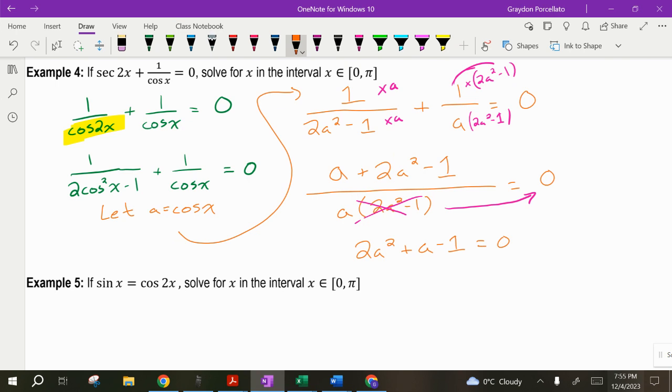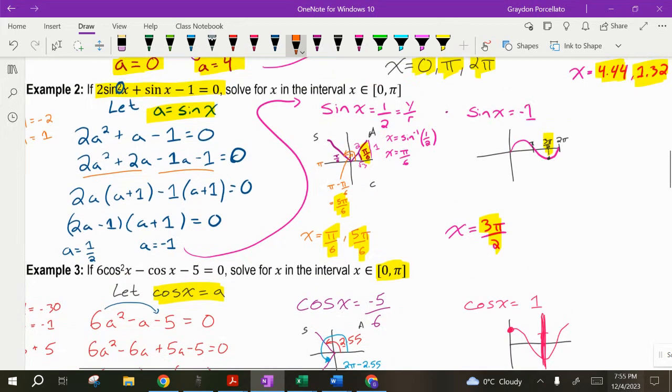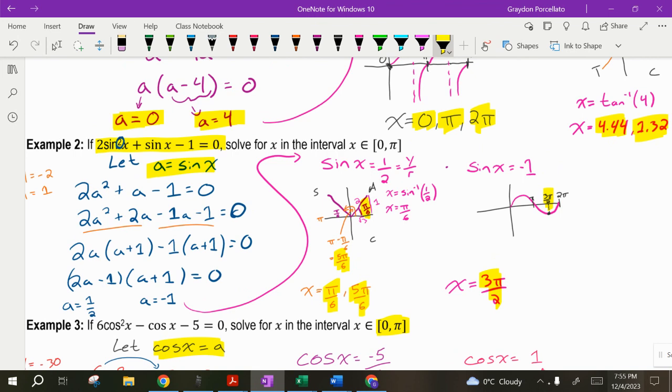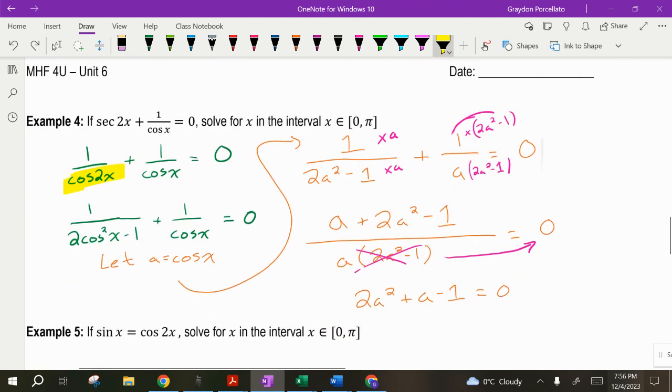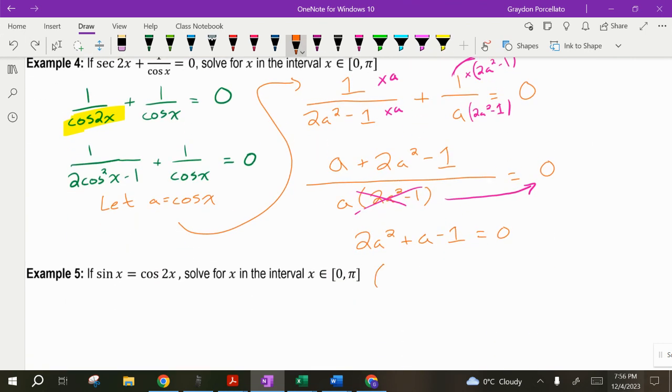We factored something like this earlier. 2, plus 1, minus 1. I think we factored that right here: 2a squared plus a minus 1. We factored that earlier, so I'm going to use that. It was 2a minus 1 and a plus 1. So this becomes (2a minus 1)(a plus 1) equals 0. Now we're going to substitute. So we get here that either a equals 1 over 2 or a equals negative 1.